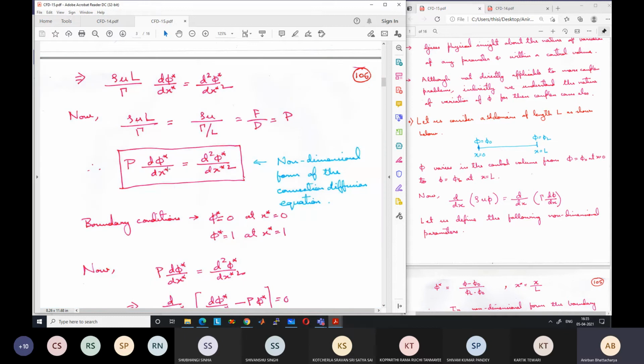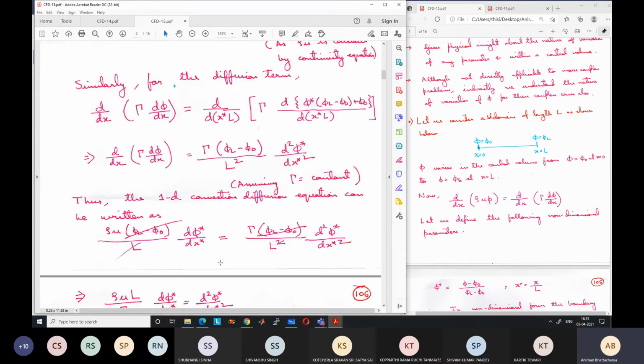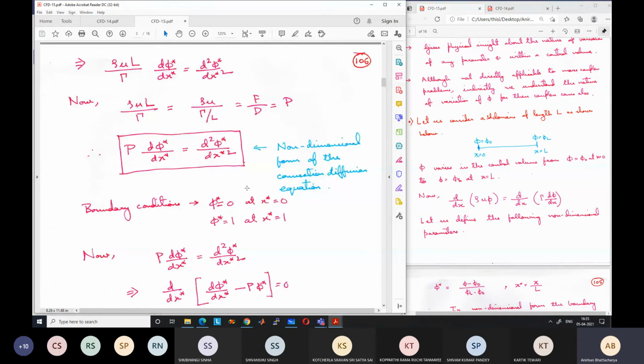P d phi star dx star equal to d square phi star dx star square. Okay, this is our equation. What are the boundary conditions for this equation? How many boundary conditions do we need to solve this equation? Two boundary conditions. And what are those? We have already derived this here. Okay, same thing is written here. Phi star is equal to 0 at x star equal to 0, and phi star is equal to 1 at x star equal to 1. Okay, so because it's a second order equation, we need two boundary conditions, and these are the two boundary conditions which we will be using for solving this equation.